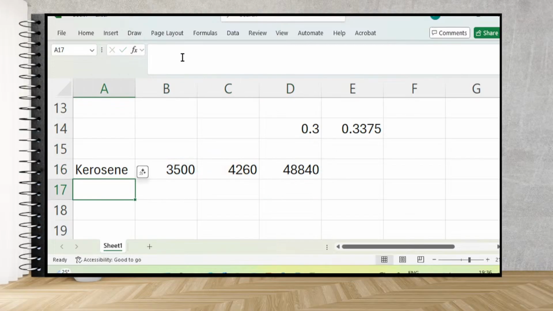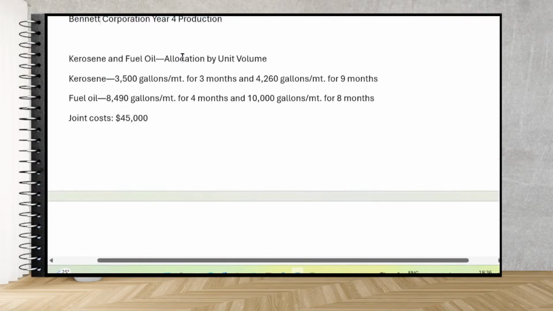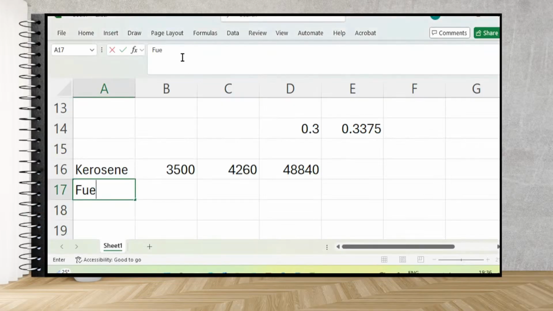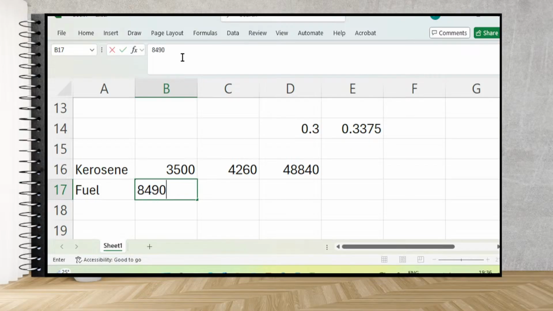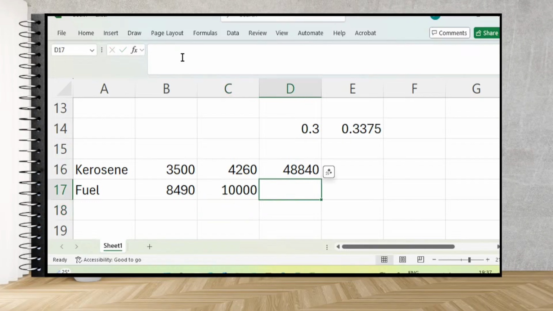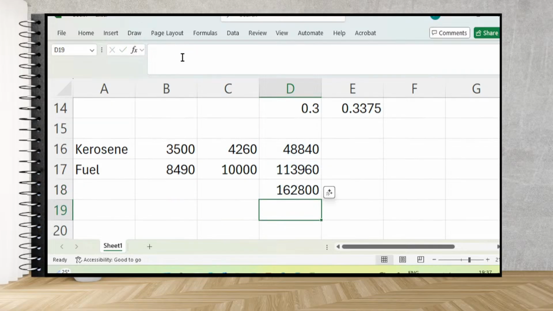How much? 48,840. And the second one is fuel, 8,490 and 10,000. So total quantity: 8,490 multiplied by 4 plus 10,000 multiplied by 8, so I just write 80,000. So it is 113,960. So the total is 162,800.